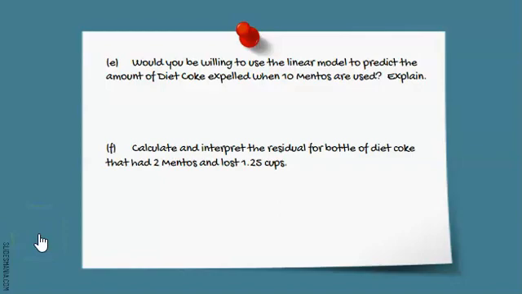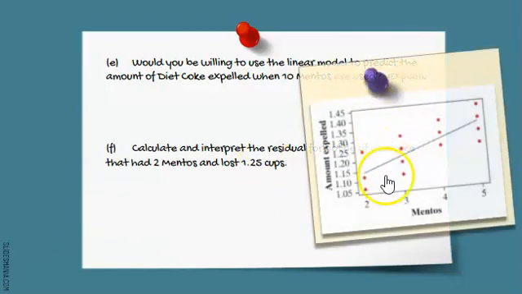Part E. Would you be willing to use this linear model to predict the amount of Diet Coke expelled when 10 Mentos are used? And explain your answer. Well, you got to go back to the original set of data. Look at your scatter plot. They put 2, 3, 4, or 5 Mentos in there. They didn't do anything more than 5 Mentos.